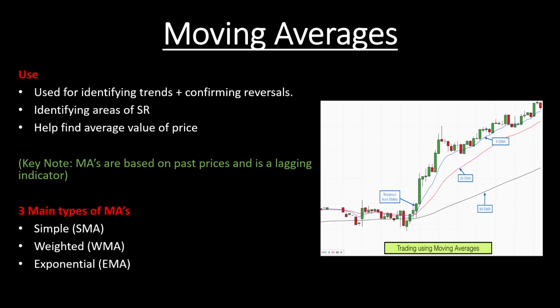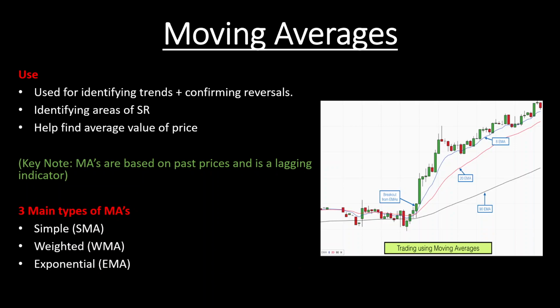Key note: moving averages are based on past prices and are a lagging indicator. Always remember, moving averages are a lagging indicator. Always put price action and market structure before anything else. I think moving averages are probably, in my opinion, the most effective indicator, but at the end of the day, they are still indicators, and you should always put price action before that.